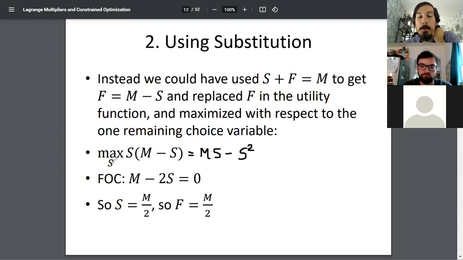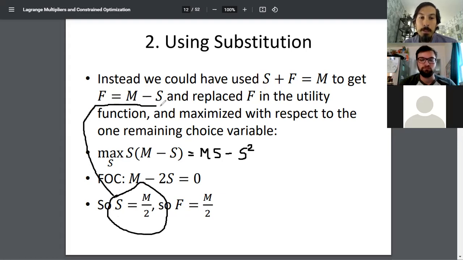So now we have only one choice variable. We went from having a problem with 2 choice variables to a problem with 1 choice variable. How do I solve a problem with 1 choice variable? Just take the derivative of it. ms becomes m, and negative s squared becomes negative 2s. I solve for that, I get s equals m over 2. And then I plug s equals m over 2 back into here to get f equals also m over 2. So that's another way. It's actually much faster in this way to solve this problem. Oh boy, I only have 5 minutes left.